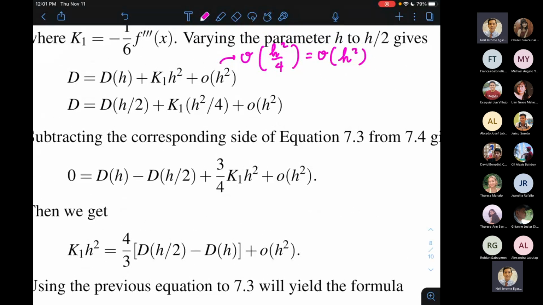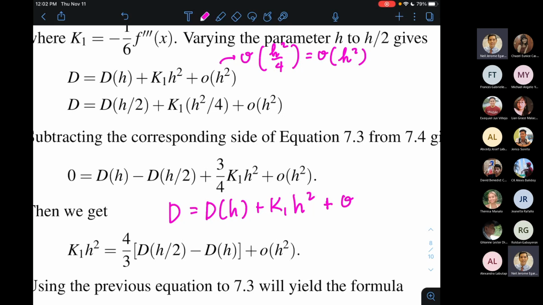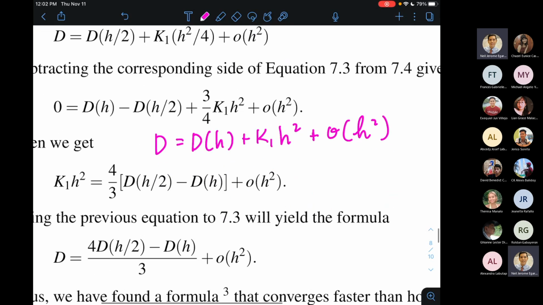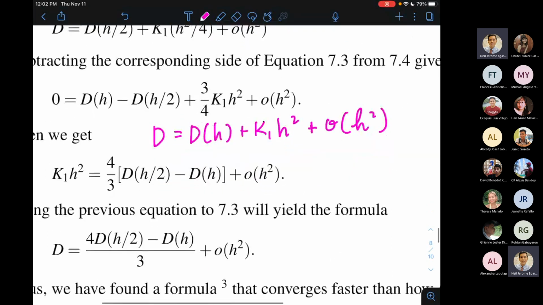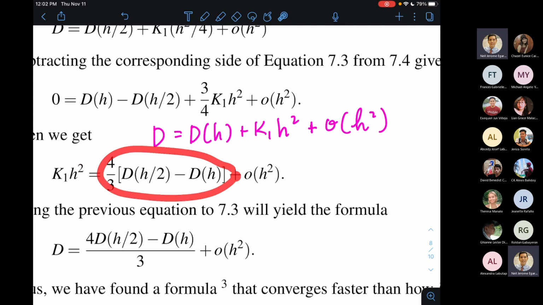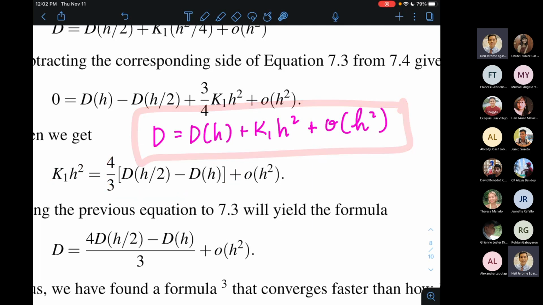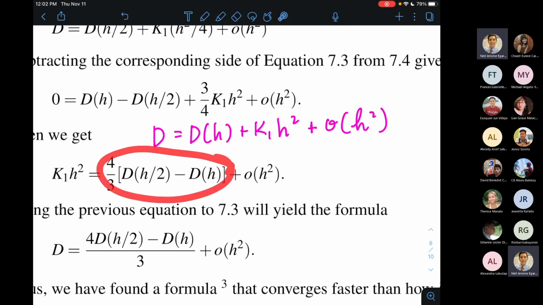Okay, remember we said D is equal to D(h) plus K1h squared plus little o of h squared. Ito yung target formula natin. But we cannot use this kasi nga hindi natin alam si K1. Pero this time, I have an expression for K1 times h squared involving only previous approximates. So in this template, I can now replace K1 by this guy.